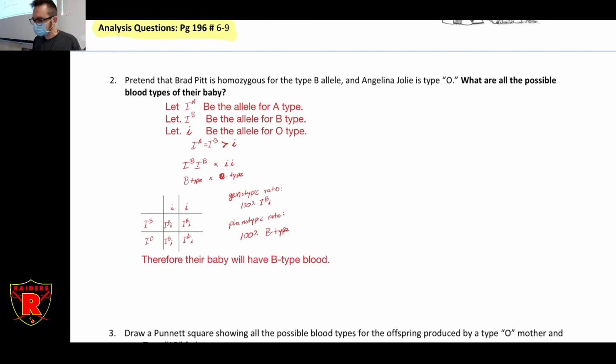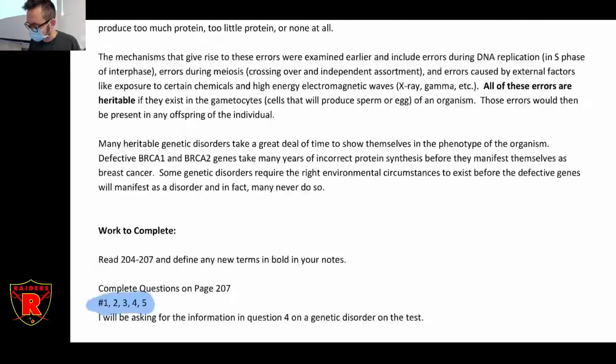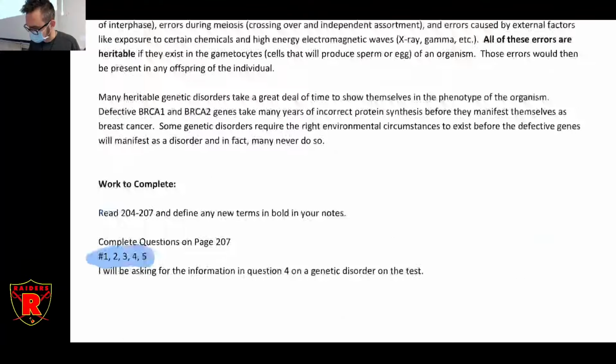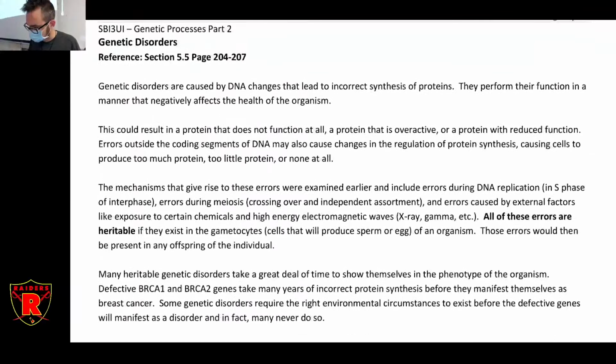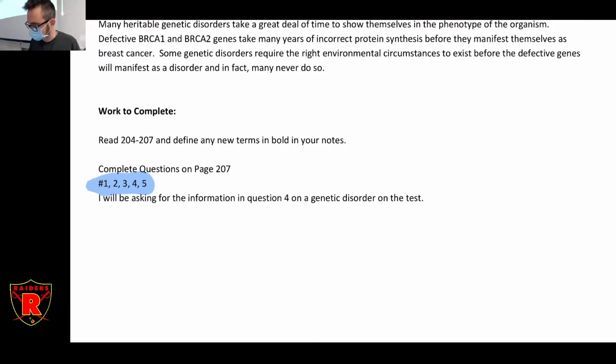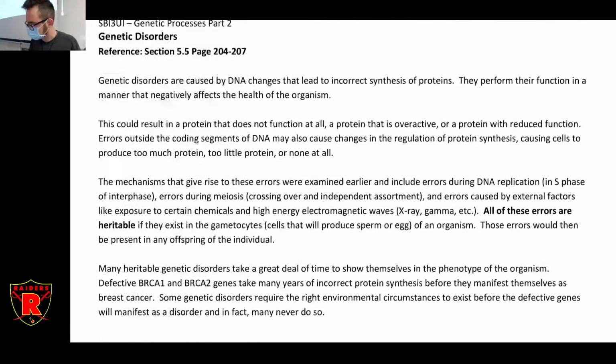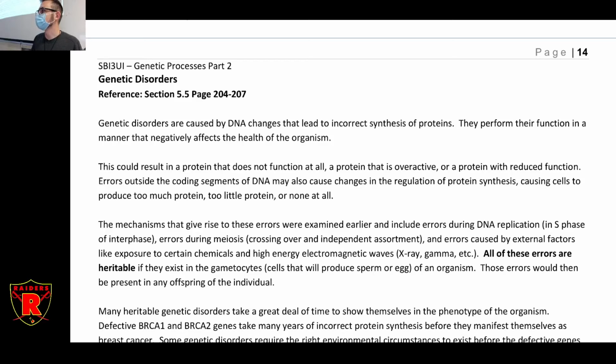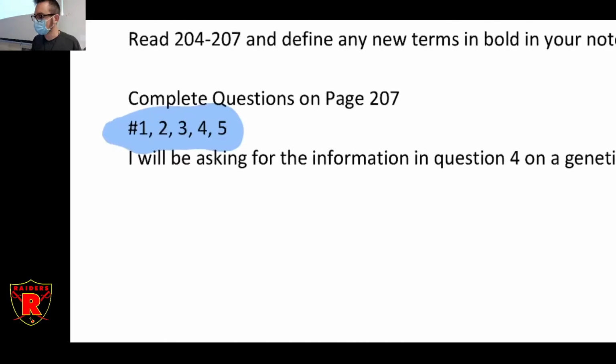So, okay, I'll let you get to that. You can really do it in any order you like. Again, the reading is on pages 204 to 207. And if you're looking for the little blurb that's in your notes, it's on page 14 in your notes. This is it right here. Okay, so you're doing the reading. There's a couple questions from the text, and then you have the rest of the day to work on your Meiosis Live assignment.